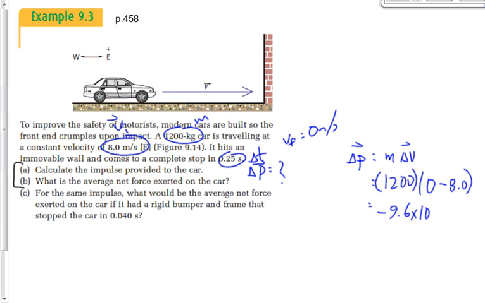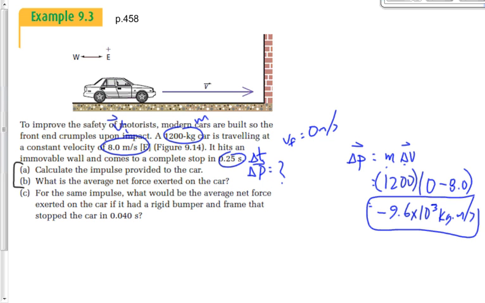And what would the units for that be again? Momentum: mass times velocity. Impulse, same units. Kilograms meters per second.